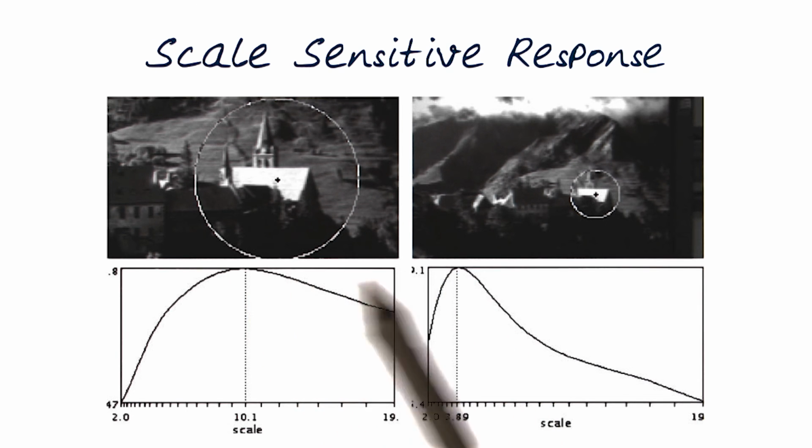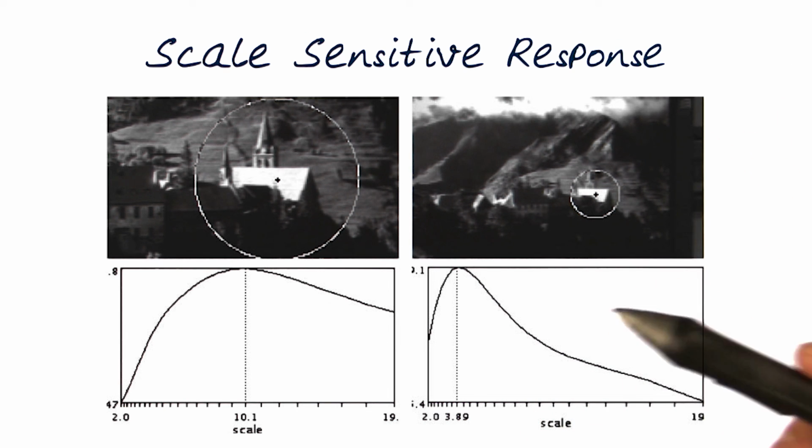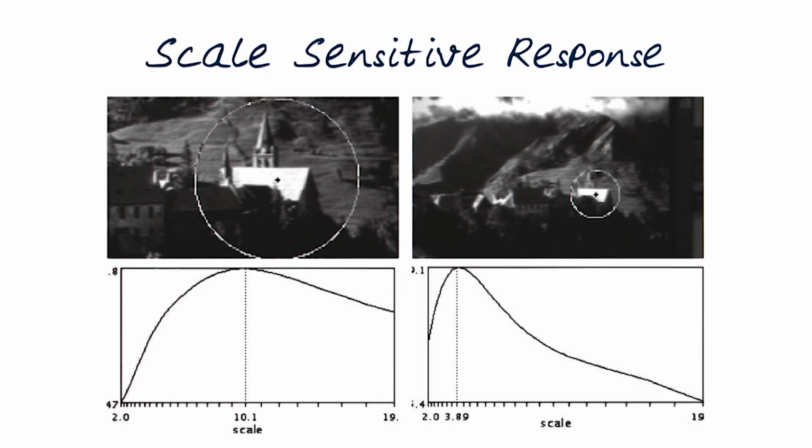So in essence, now we need the two scales for these two images. This allows us to look at scale and actually model the scale, which will allow us to make our detector invariant to scale.